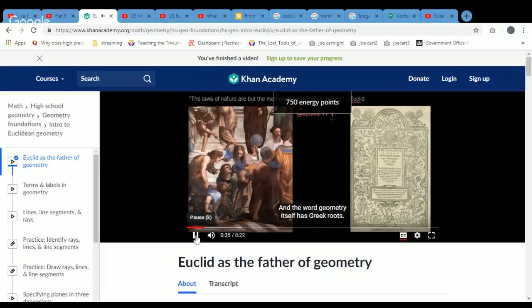And the word geometry itself has Greek roots. Geo comes from Greek for earth. Metri comes from Greek for measurement. You're probably used to something like the metric system.